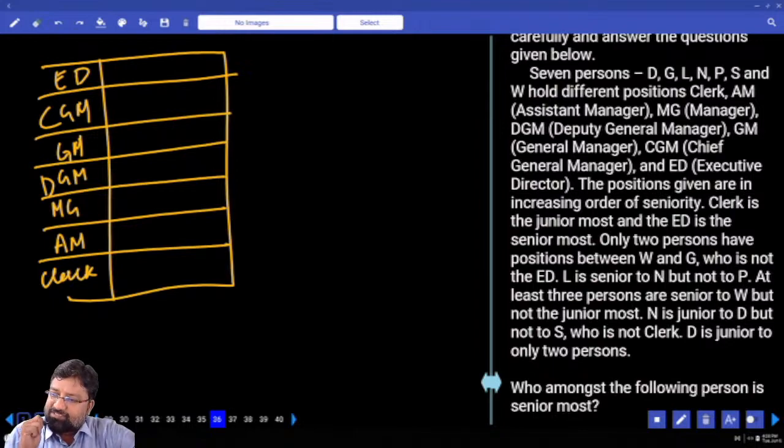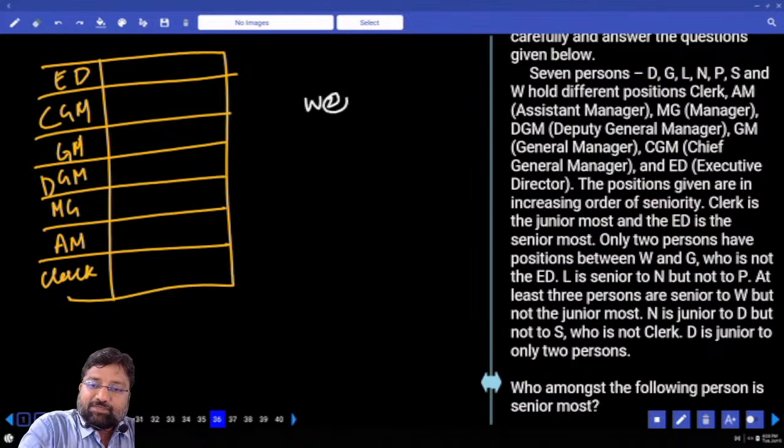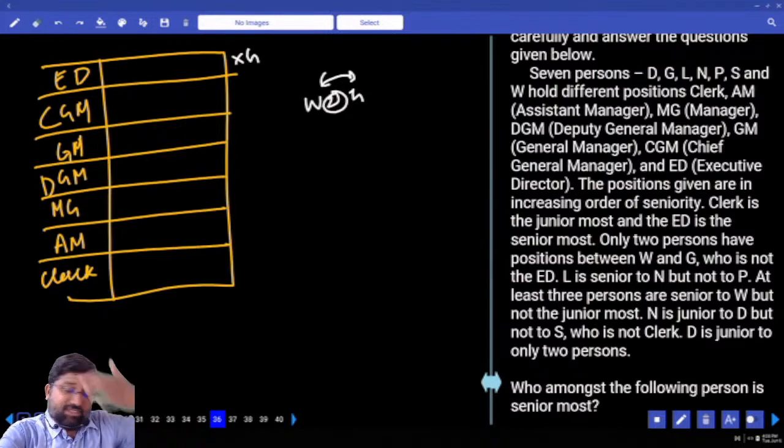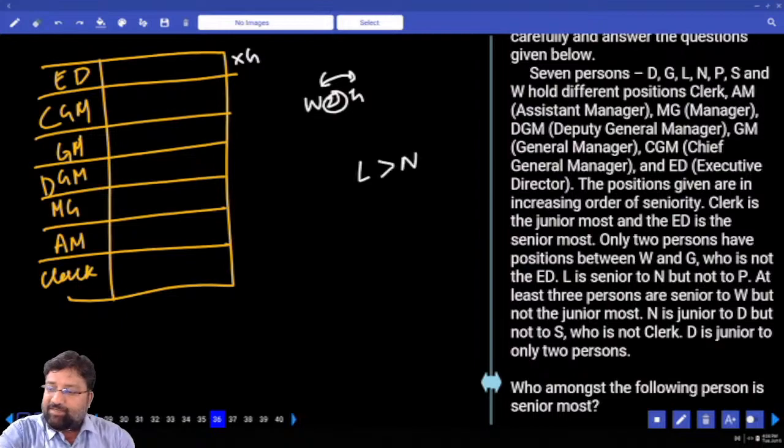Only two persons have positions between W and G. G is not the ED. How many between W and G? Two persons. And since G is not the ED, I cannot go for G in the first place. Next, L is senior to N, but not to P. Whenever you say but, you are talking about the first person: L is not senior to P.